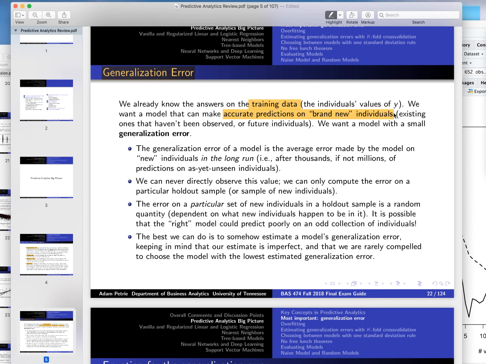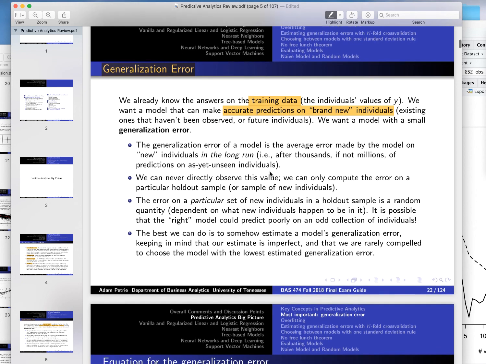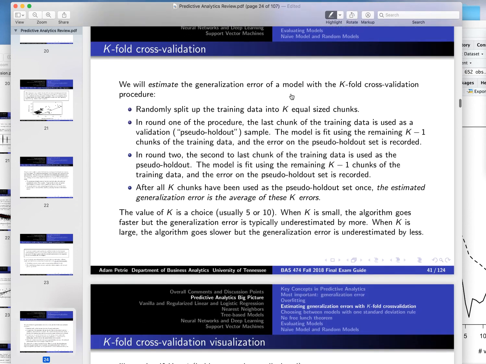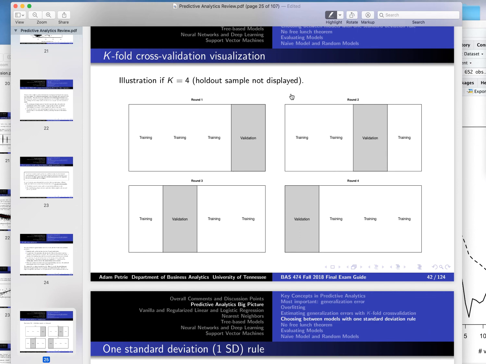So that begs the question, if we have a data set and we know the answers to all the individuals in there, how do we go about estimating the generalization error of a model? How can we figure out how that model is going to be predicting on brand new individuals that haven't been seen before? Well, our main process is with k-fold cross-validation. It's really best illustrated just with an example here. This is going to be our go-to procedure for guessing what the generalization error of a model is going to be. So what we do is we take our training data and we split it up into k equally sized chunks. These four diagrams are illustrating when k is equal to 4, and here's how the procedure unfolds.